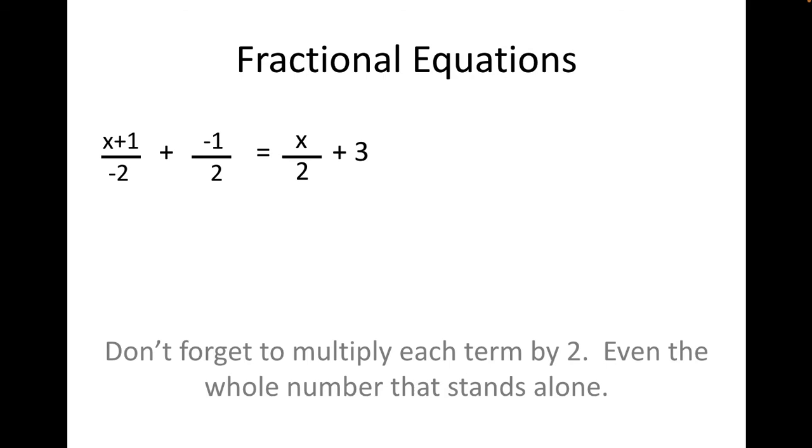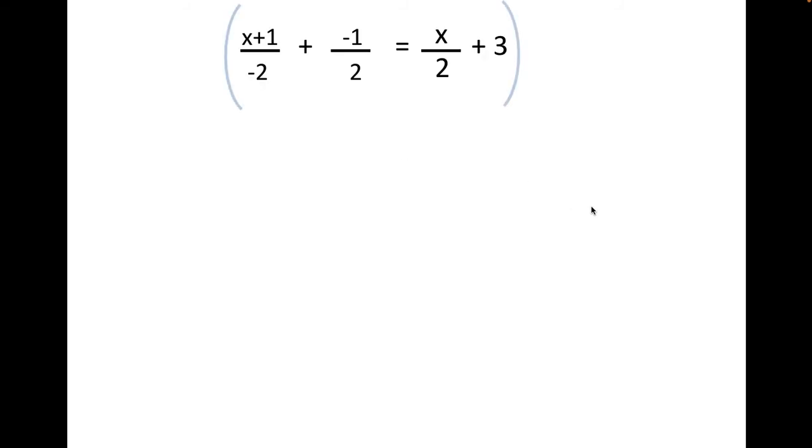Here's another fractional equation. Don't forget to multiply each term by 2, even the whole number that stands alone. So what I'm talking about is this 3. Just because it doesn't have a denominator doesn't mean you're not going to multiply that by 2. The rules are, if you multiply both sides by 2, it's fine, as long as you do it to every term, and that includes the 3. So here's what it would look like. I would want to multiply everything by a 2. And I'm going to be careful when I'm dealing with this negative on this first term.